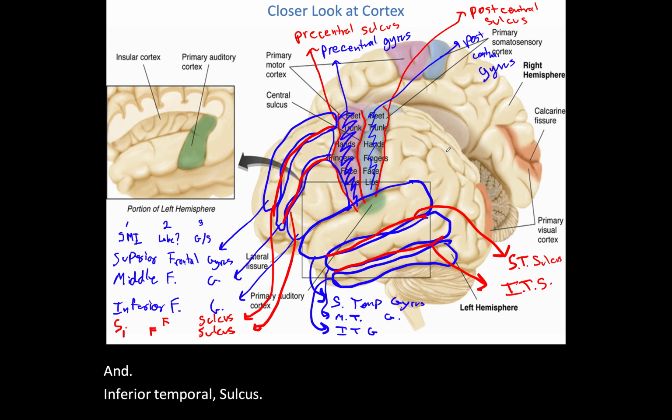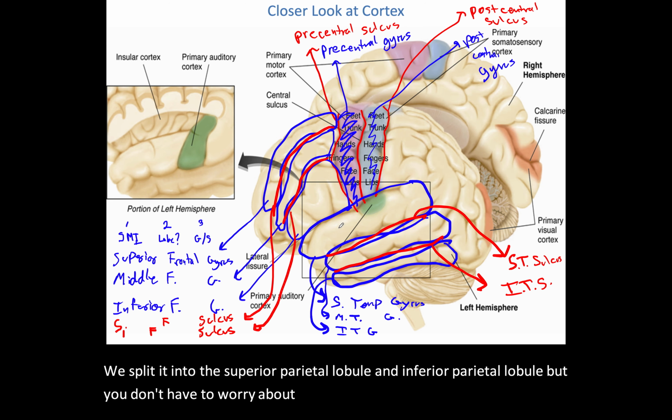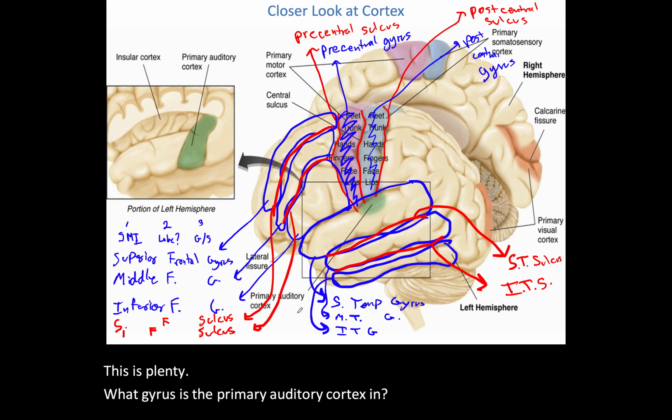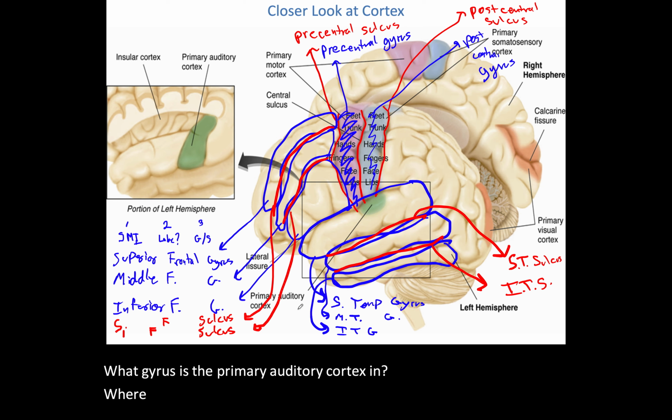Now in the parietal, we split it into the superior parietal lobule and the inferior parietal lobule, but you don't have to worry about that. This is plenty. What gyrus is the primary auditory cortex in? Where does the what stream go? Where does the where stream go? I'd like you to ask these kinds of questions to put it all together.